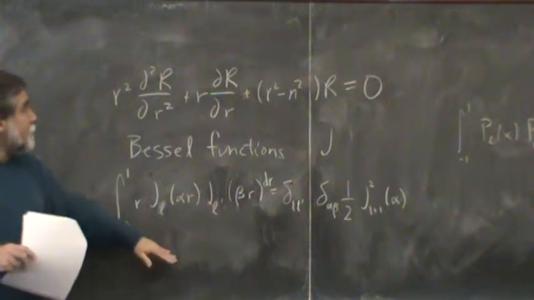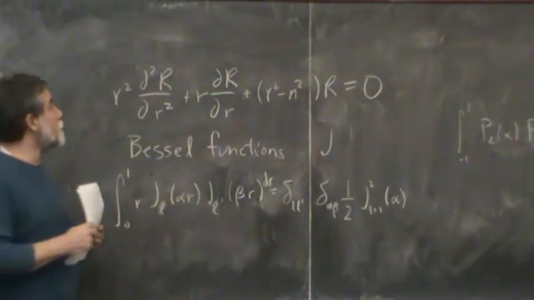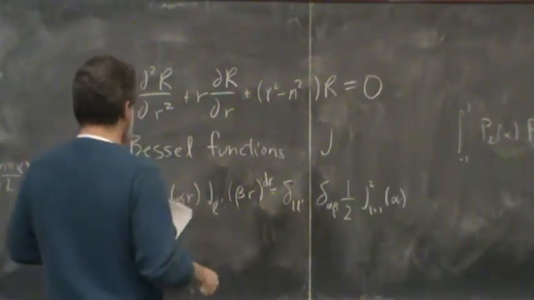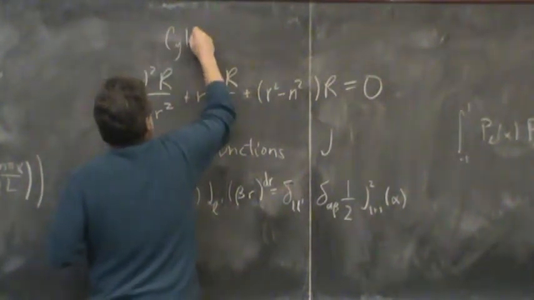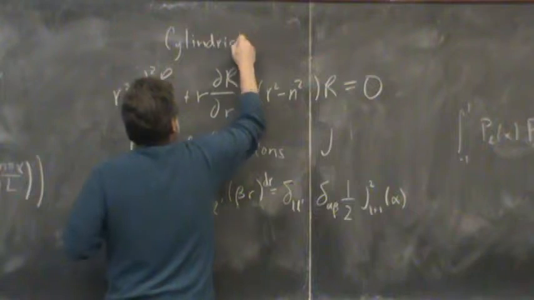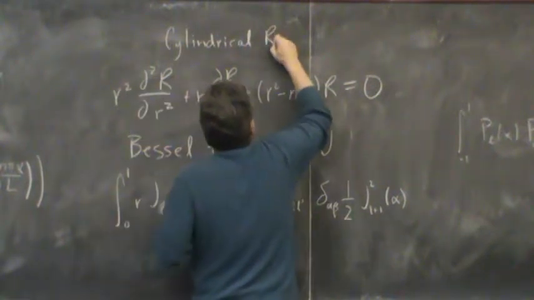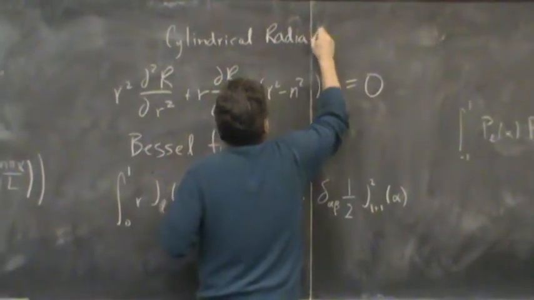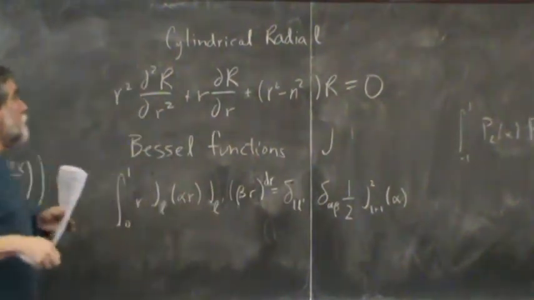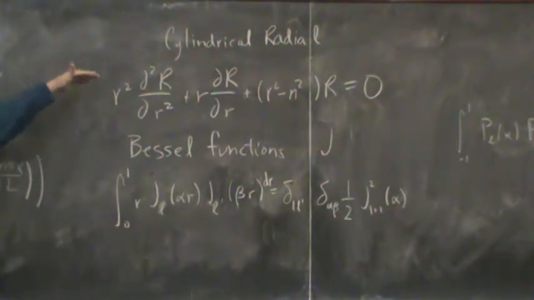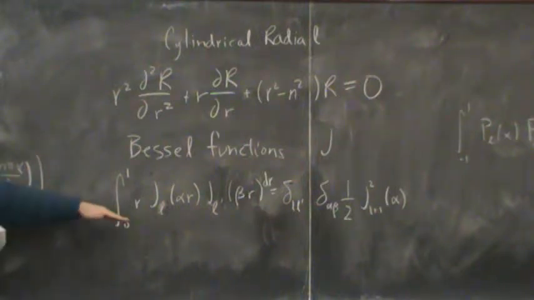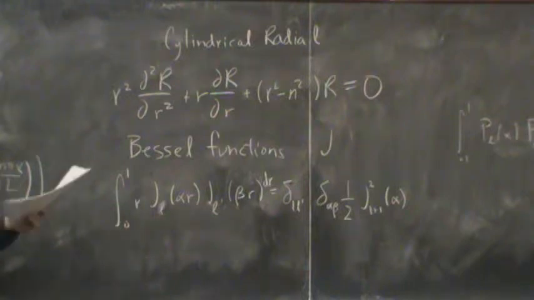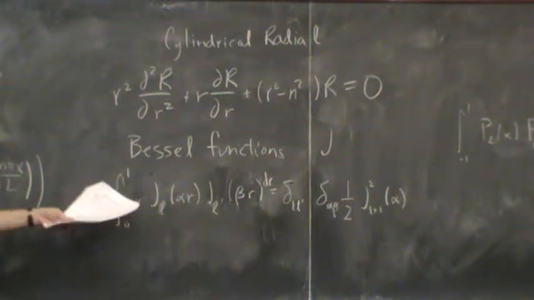And luckily enough for us, for this solution to this cylindrical radial equation, when we actually look at what the formula of solutions has to be, it turns out that we have to weight by r so that the solutions include that.